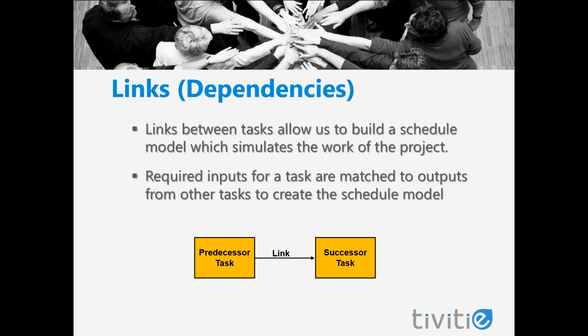Links allow us to model which tasks can take place in parallel and which must take place in series. The links are established by looking at the required inputs for a task and matching those to a predecessor task that produces that item as an output. Our links allow us to build a schedule model that simulates the work of the project. When we talk about links, we are always talking about the links between two tasks or between tasks and milestones. The first task is called the predecessor, and the second task is called the successor.